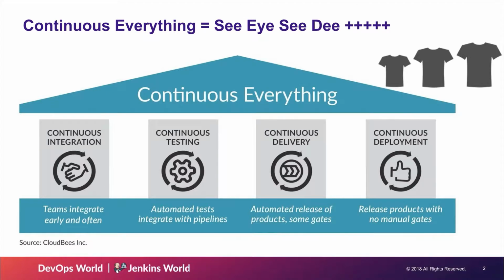When we go to CT, we see the automated tests integrating with pipelines. So note the primary difference between automated testing and continuous testing is that the tests are able to tell the pipeline whether to abort or whether to proceed. Continuous delivery, the third pillar. I hope you can see my pointer now. So automated releasable of products. So the products are releasable but are still behind some manual gates. And in CD, which is the other CD, we release products with no manual gates. So there is no human intervention in this case.